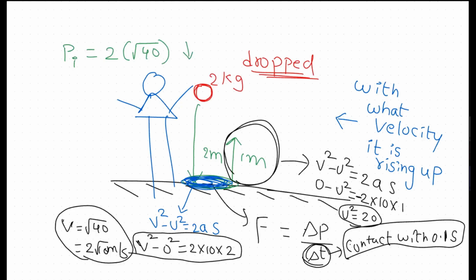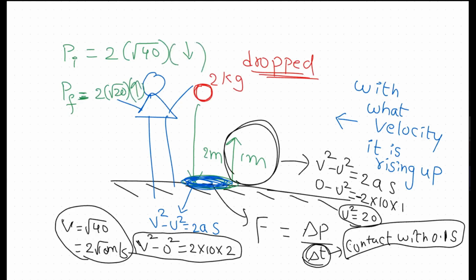Final momentum after hitting the ground: 2 into root 20. Now it is upwards, correct or not? Now momentum is upwards. After hitting the ground, it is traveling upward. First one is downward, later one is upward.